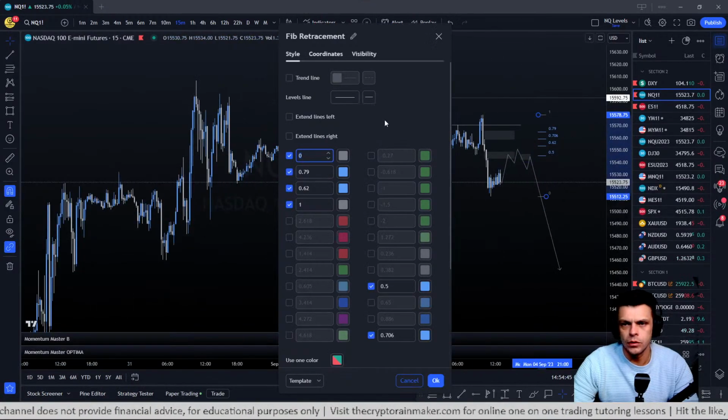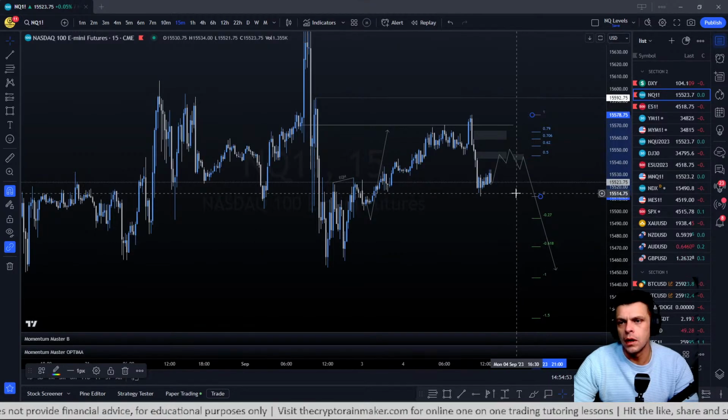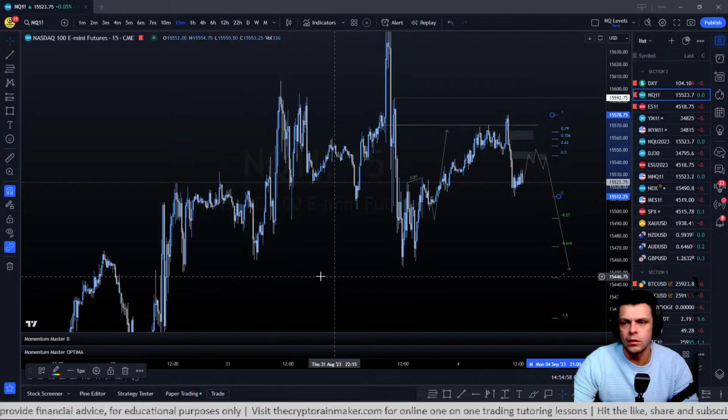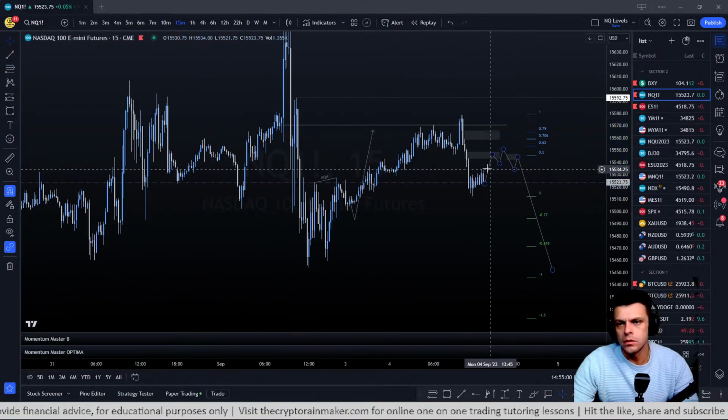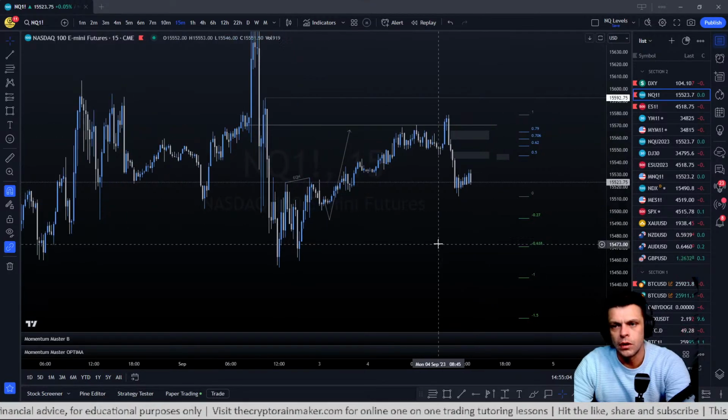So I'm going to quickly switch on the extensions as well. Okay, so one standard deviation of this move will take you right to these lows. So I think this is a solid setup starting to form right here.